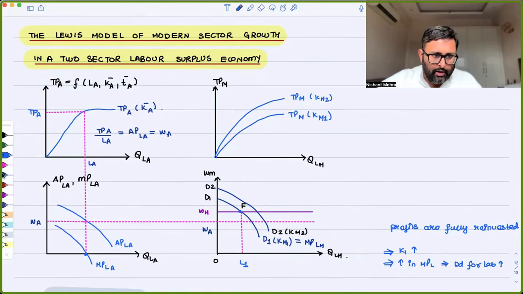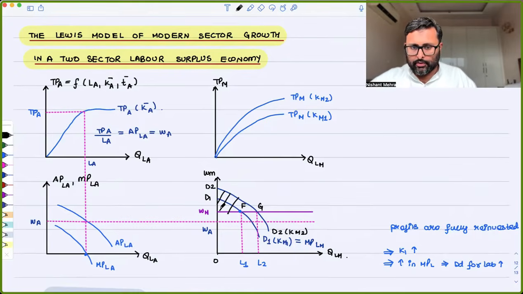And with the new demand curve, and the wages given to you as WM only, how much labor are you going to employ? This much, L2. So what is the total output with L2 amount of labor? D2, D2O, D2G, L2. And the amount of wages you're going to give for L2 amount of labor is OWMG L2. So what is the profit now? This much. So your profits are again going to be reinvested back into the business, right?